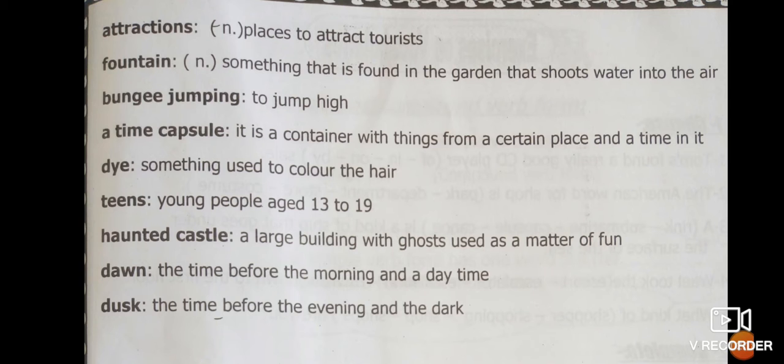Dawn and dusk, these are opposite words. Dawn, the time before the morning and the day. Okay, but dusk, the time before the evening and the dark. Dawn and dusk. Okay.